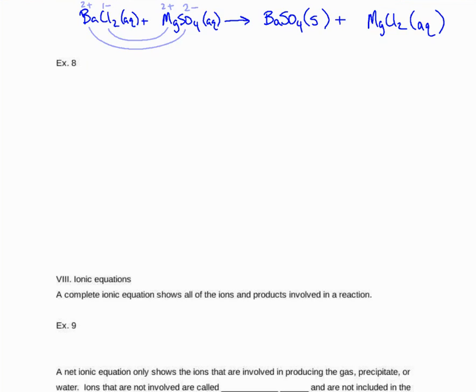The last thing to do is to see if it's balanced. And we have one barium, two chlorides, one magnesium, one SO4, one SO4. And so this one is balanced.